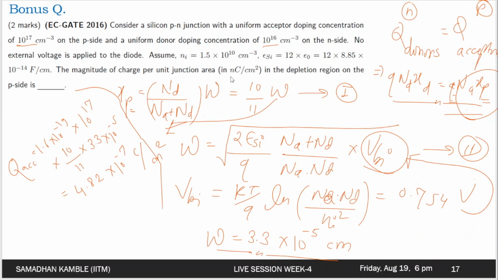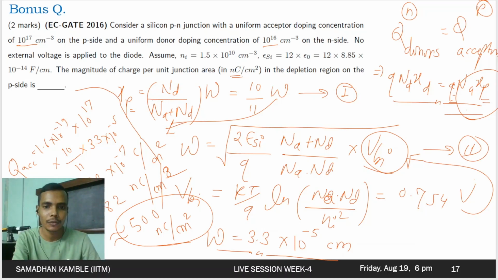Now we need to determine it in nanocoulomb per centimeter square. So just rearranging, you will get it as 482 nanocoulomb per centimeter square. So approximately, in the assignment you will have the option 500 nanocoulomb per centimeter square as the correct answer. Okay, is this clear? Any doubt in this problem? Anybody? Do you have any doubt?